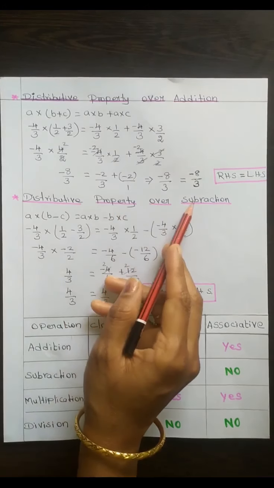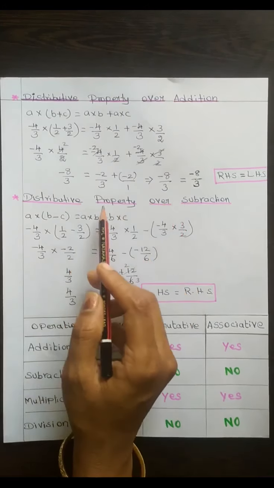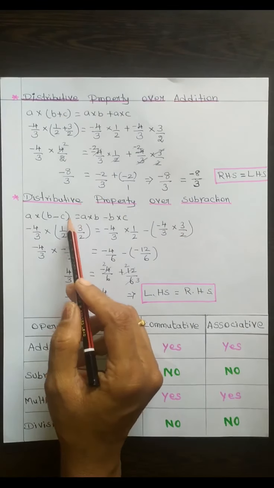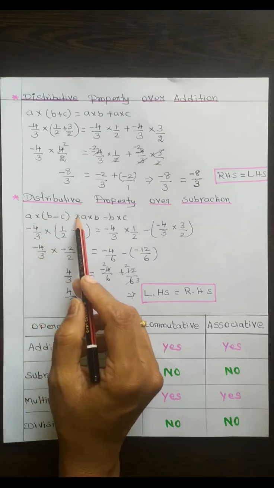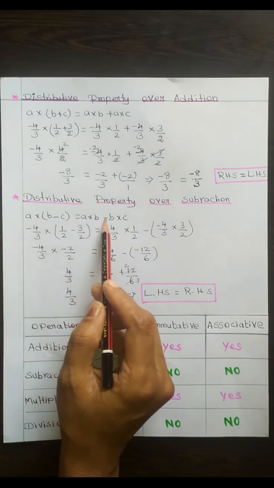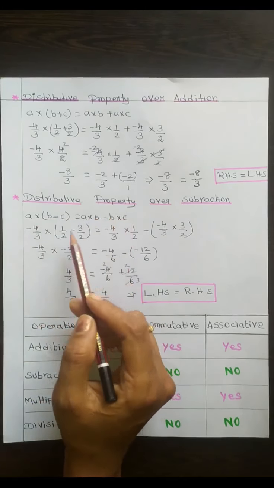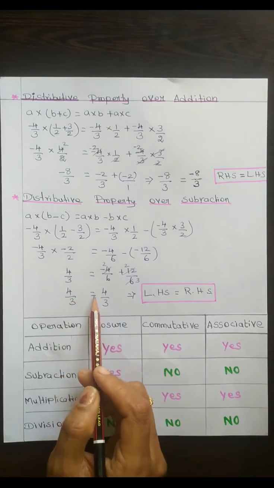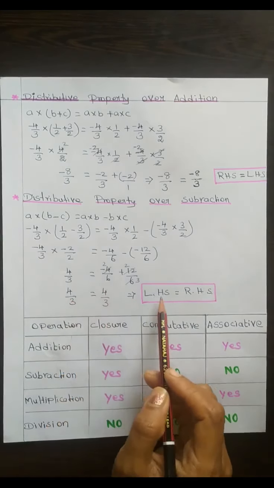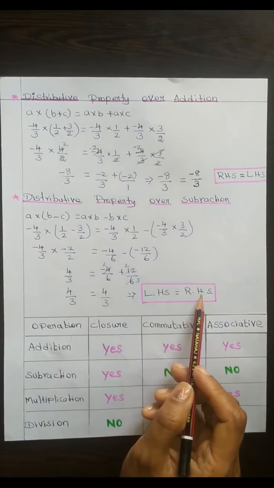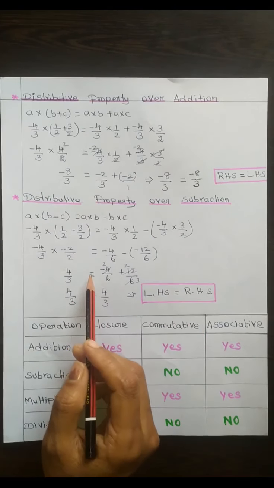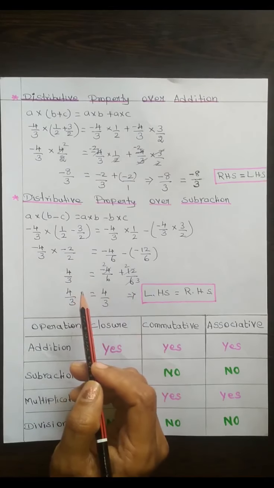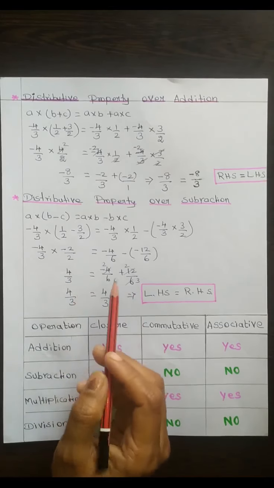Distributive property over subtraction. This is nothing but instead of addition we are using the subtraction symbol here. A into B minus C equals A into B minus A into C. After applying the numbers in the property, I got the answer 4 by 3 equals 4 by 3. Left hand side equals right hand side. Distributive property is one of the important properties in rational numbers. This property will be used for solving many problems and calculations.